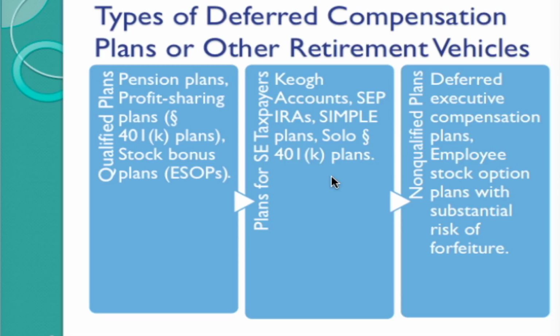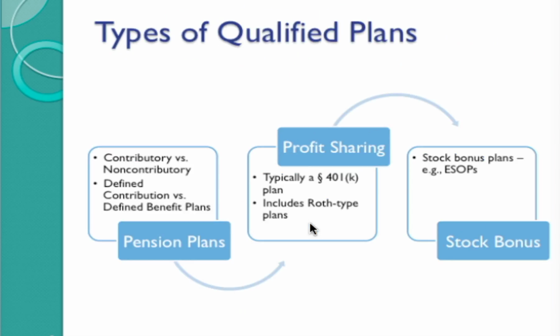Okay, so these are some examples of those plans based on some distinctions as qualified plans. These are basically for non-self-employed employees, so qualified versus non-qualified, which we'll talk about in a little bit. And then some plans that are specifically set up for self-employed taxpayers. So these are various types of qualified plans.